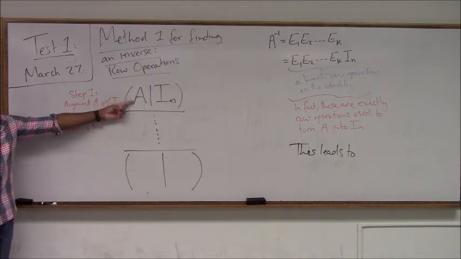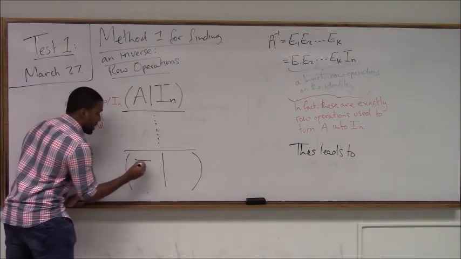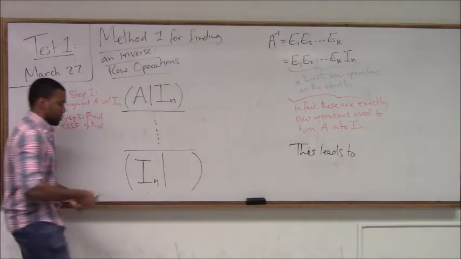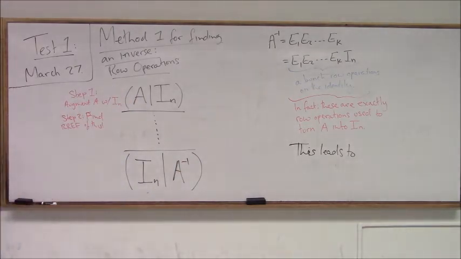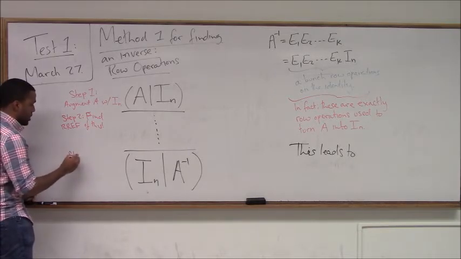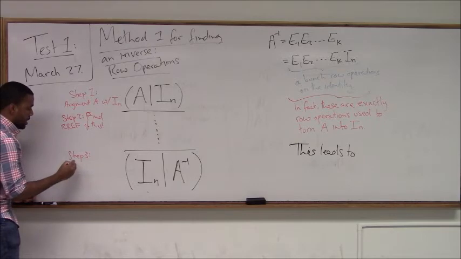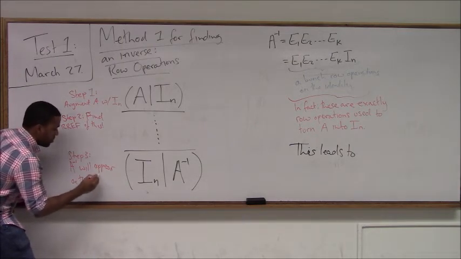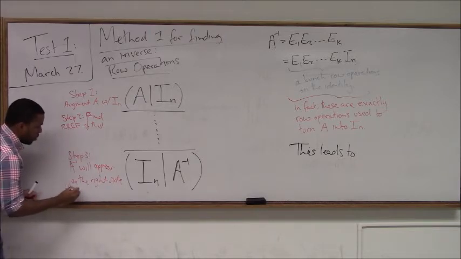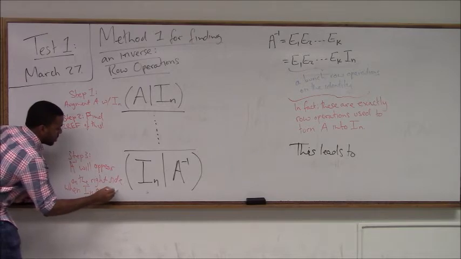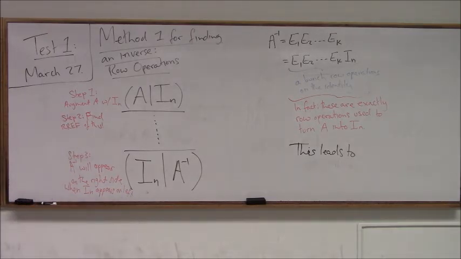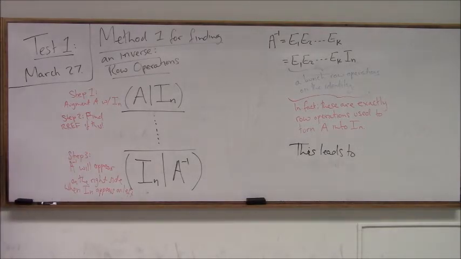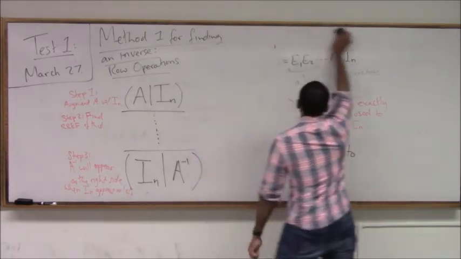Now, if A is invertible, what is its reduced row echelon form? It's going to end up being the identity. But I know applying those same row operations on the identity will result in the inverse. So to find an inverse matrix, this is one thing you can do. So that's step three. A inverse will appear on the right side when I_n appears on the left. So you just copy it down. The exact same operations I use to turn A into the identity are the exact same operations used to turn the identity into A inverse. So that's method one for finding an inverse.